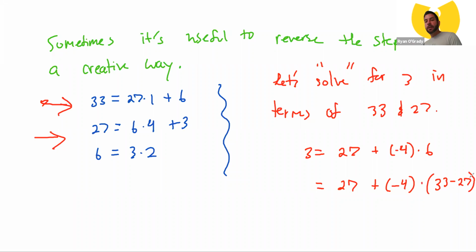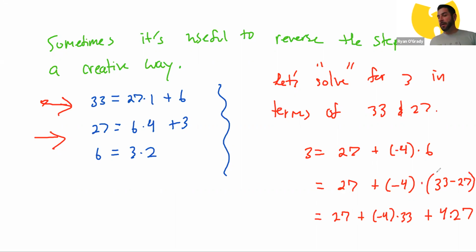Let me back up. We want to write 3 in terms of 27 and 33. And so we're going to do it like this. I am going to note that this is 27, and then this is plus -4 times 33, and then plus 4 times 27. So I'm just distributing this -4. And now how many apples do I have? Well, I have 1 27 here and 4 over here. So now I have 5 times 27 plus -4 times 33. That's pretty cool.